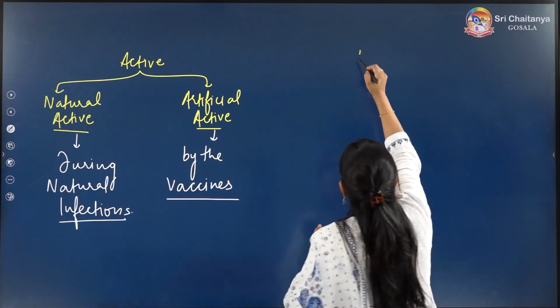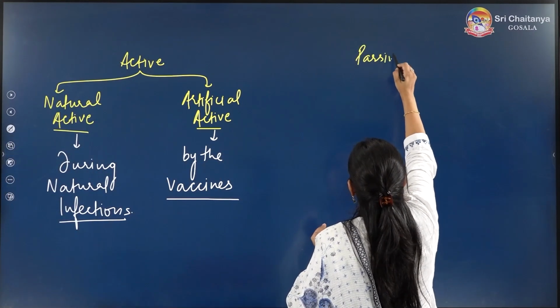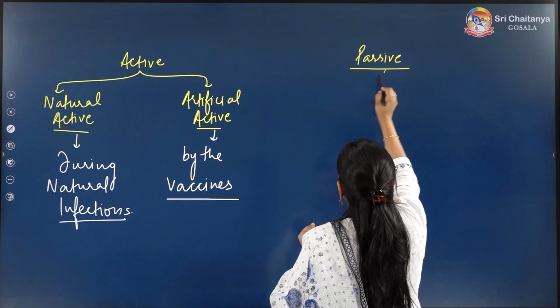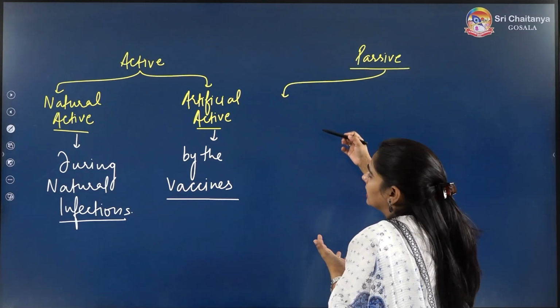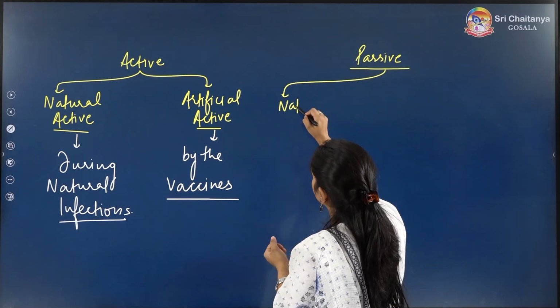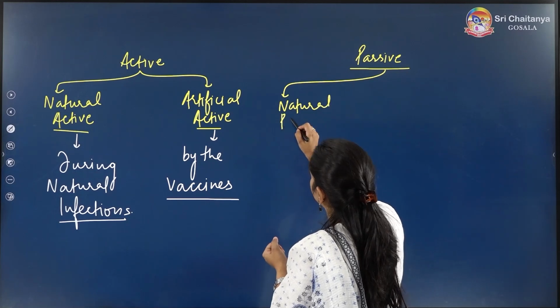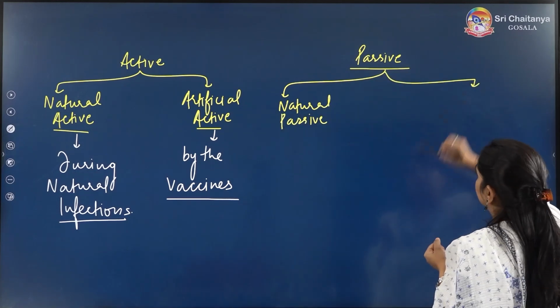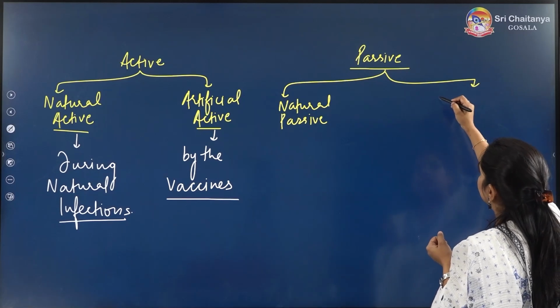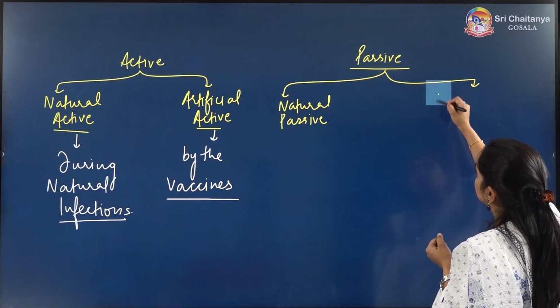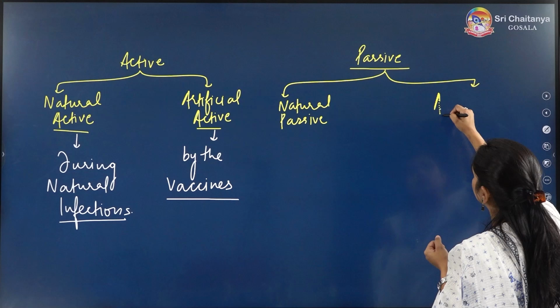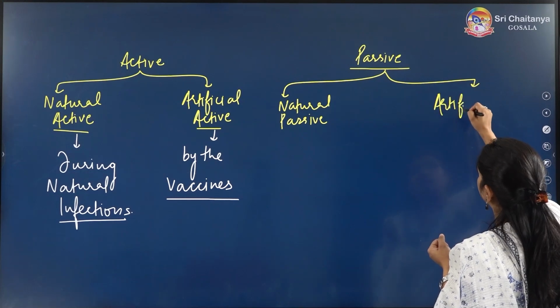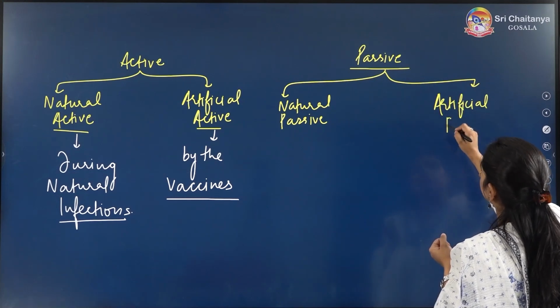Coming to passive immunity. This is also very interesting. Sometimes we are getting the antibodies naturally, so that is natural passive immunity. But sometimes we have to get the antibodies from outside. So that is artificial passive immunity.